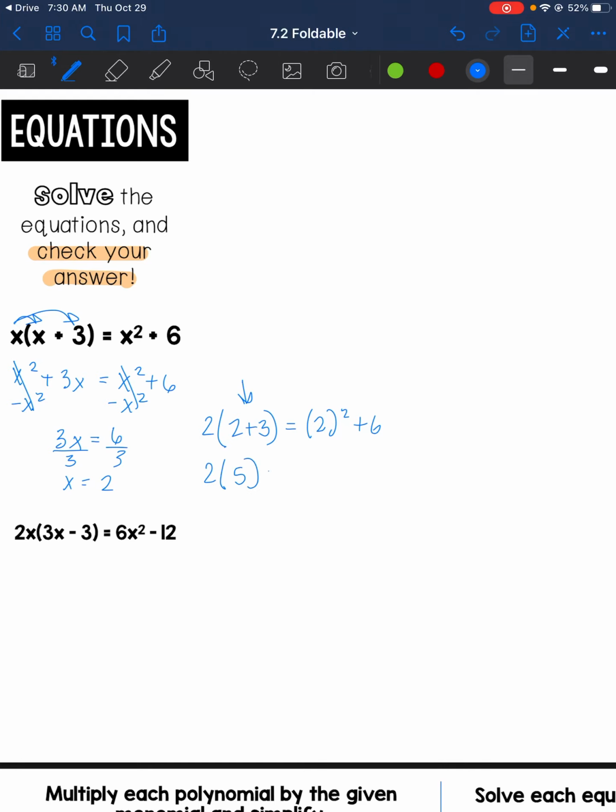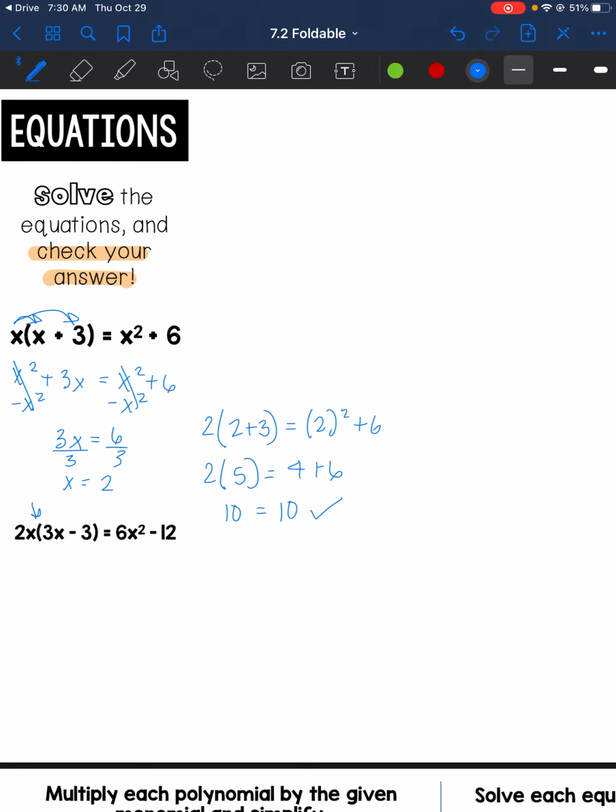So we have 2 times 5 is equal to 4 plus 6. 10 is equal to 10. It is true. So we did find the correct solution there. Okay, let's look at the second one down below.